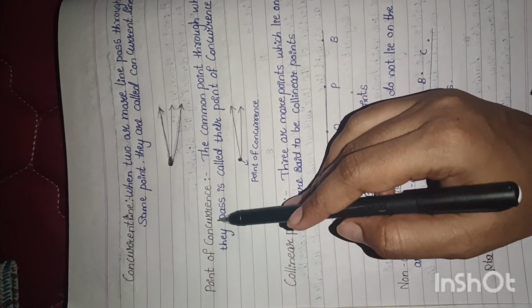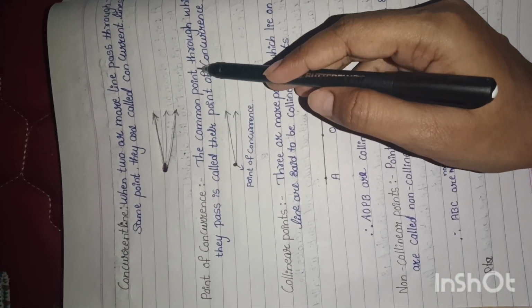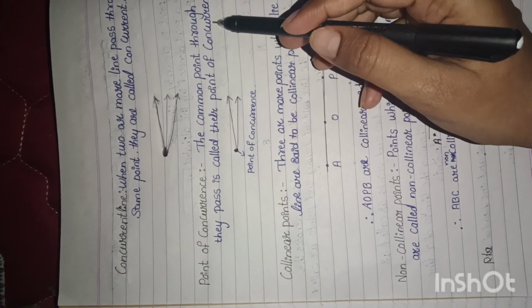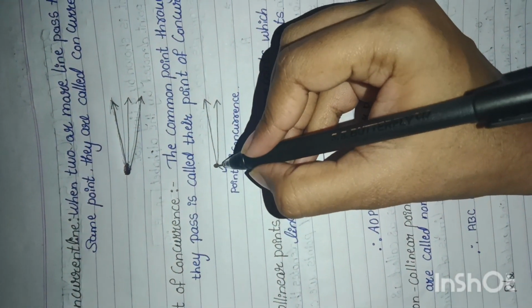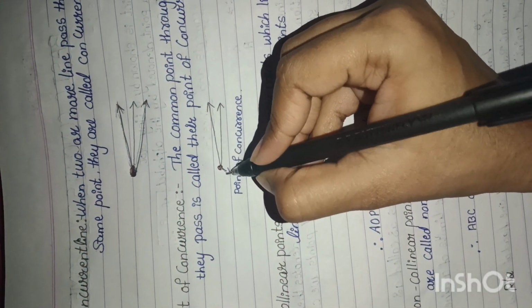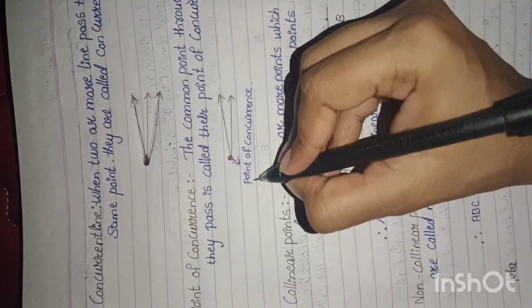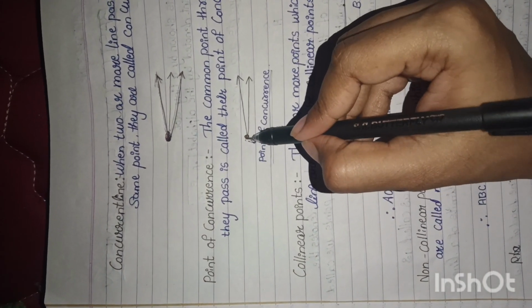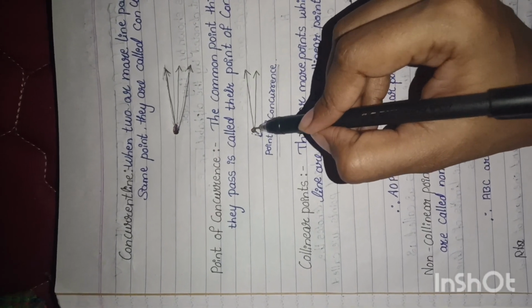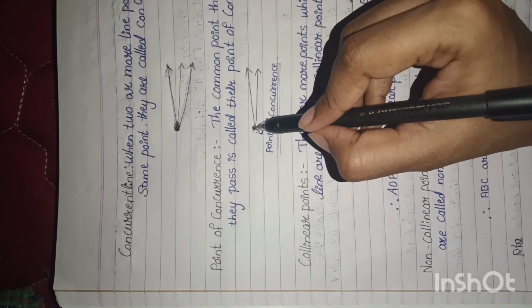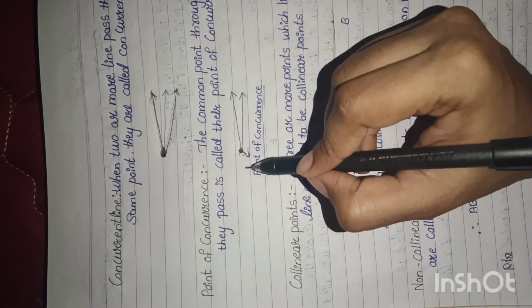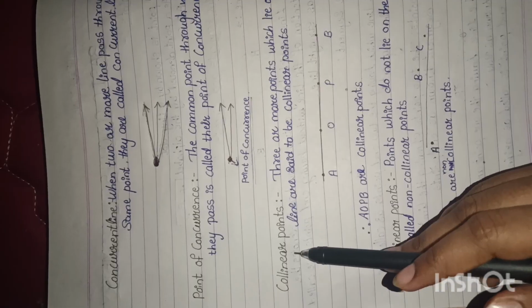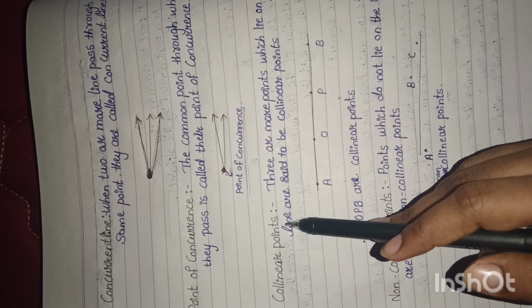Next, point of concurrence. The common point through which they pass is called their point of concurrence. This point is called the point of concurrence because it is the origin, or the starting point, of the concurrent lines. That's why we call it the point of concurrence.